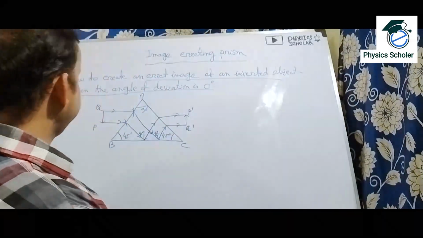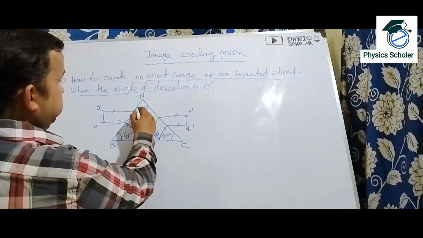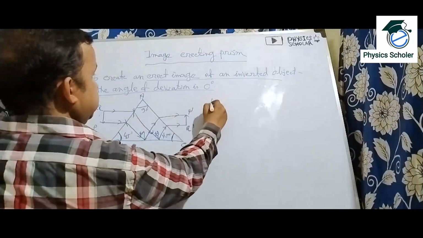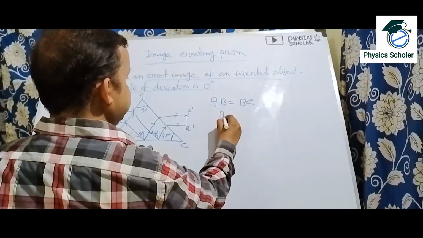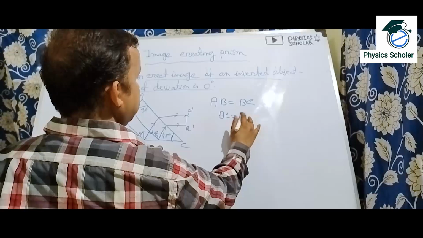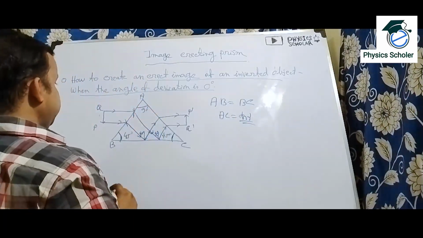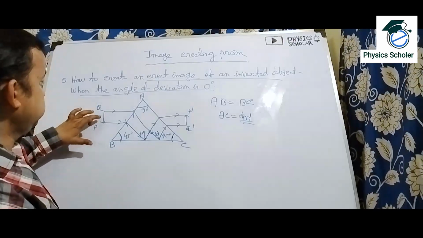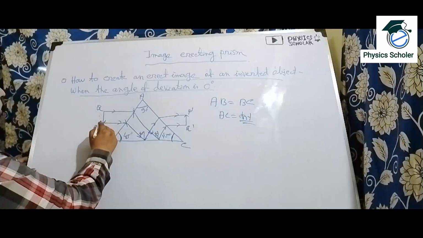So the incident ray and the emergent ray will be on the same line. How to do that? It is also a prism, a right angle isosceles. So this angle is 90 degree and this is 45 degree, this is 45 degree. Here AB is equal to BC, and AC is the hypotenuse. Clear? And the angle is 90 degree. Now say PQ is the object, which is inverted. You can see in the diagram, it is the top portion of the object.